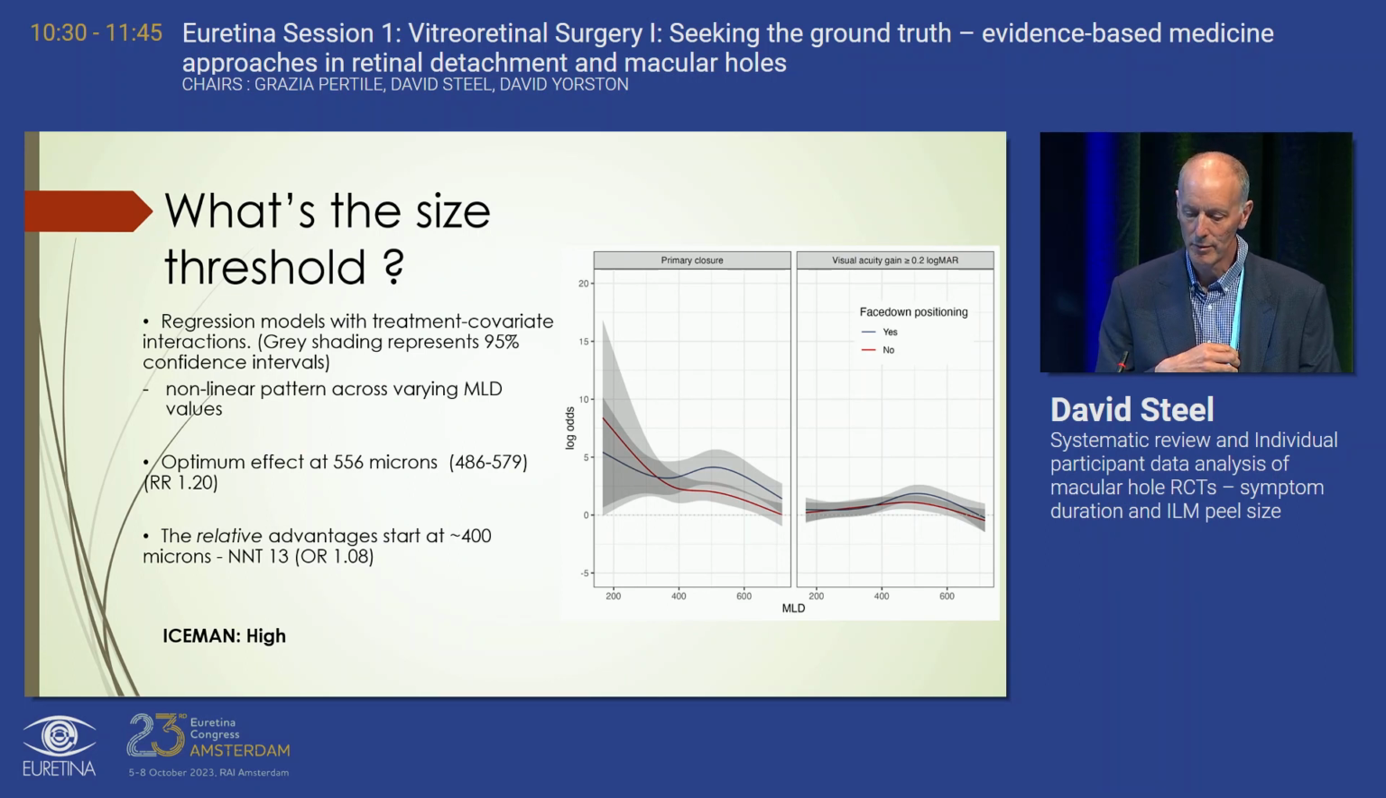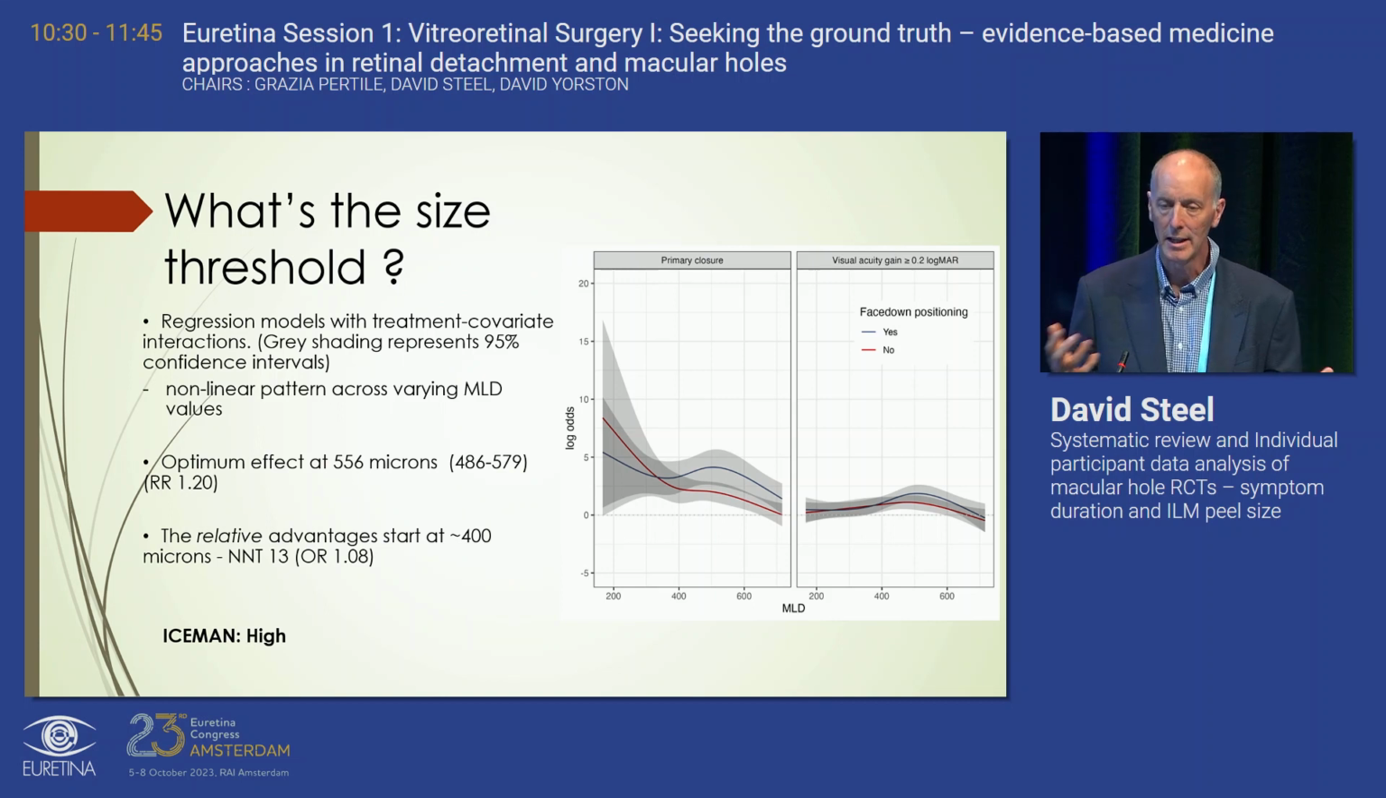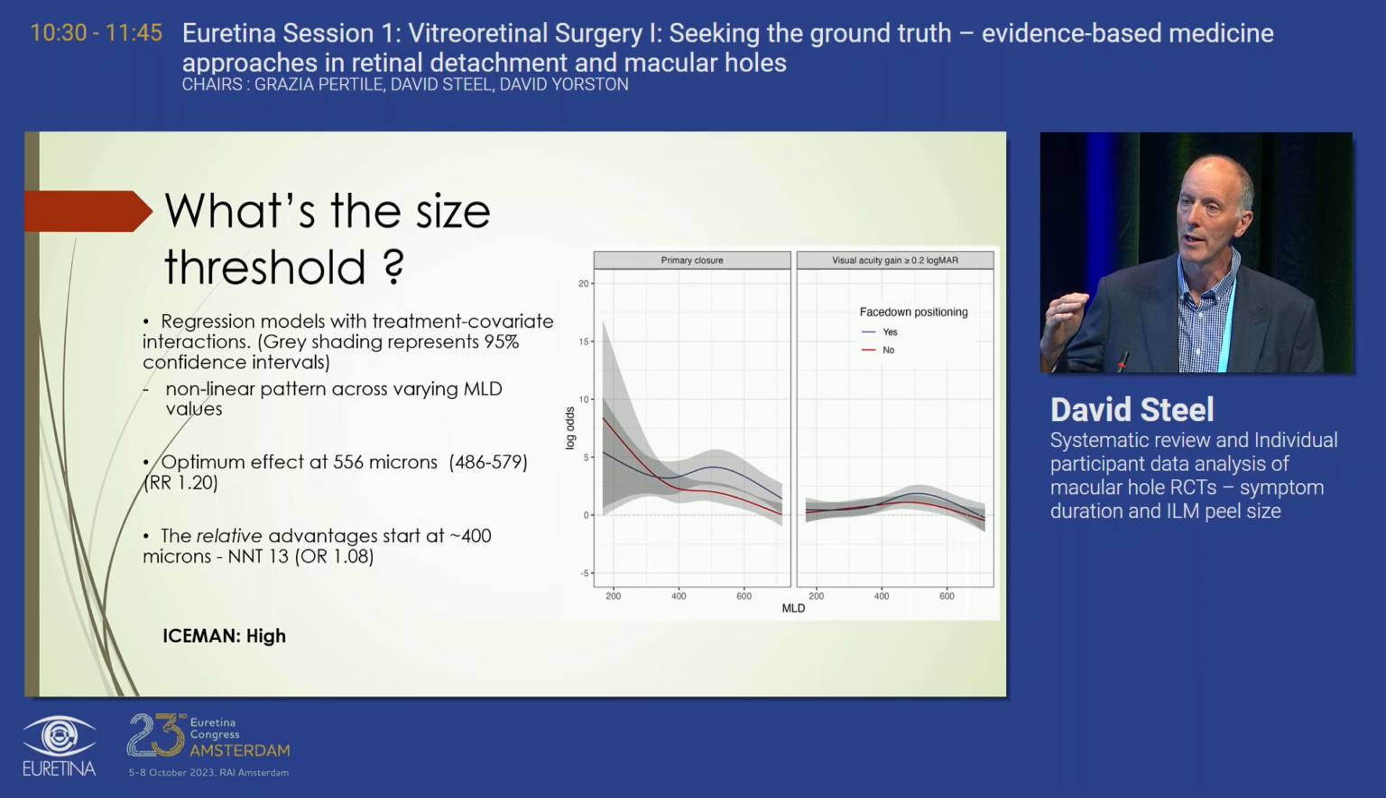And then we also looked at the size threshold for face-down positioning. And we did these nice graphs. Nick, my fellow at the moment, did these very nice graphs with regression models with the treatment covariate interactions included. And the gray areas are the 95% confidence intervals. So we see there's a non-linear pattern, but you can see that the relative advantages of face-down positioning do start at about 400 microns, and they reach their peak effect at 550 microns, where the risk ratio increases to 1.20. And even if you look at 400 microns, the number needed to treat is reduced down to 13 from 17. So getting slightly more benefit, but still a relatively marginal effect. And this was the Eisman classification, was high.